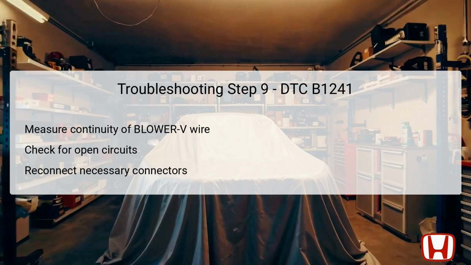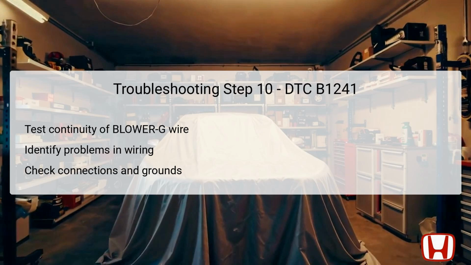the power transistor connector. If continuity is observed, this indicates that the blower V wire remains intact and operational, allowing progression to step 10. However, if there is no continuity detected, an opening in this wire needs immediate attention for repair to restore proper functionality within the blower motor circuit.